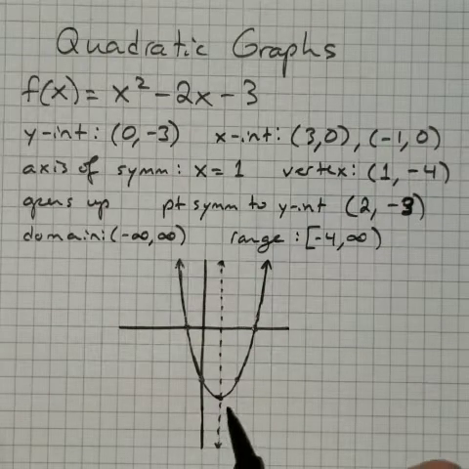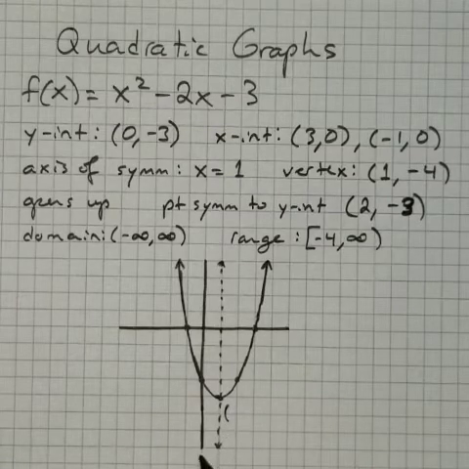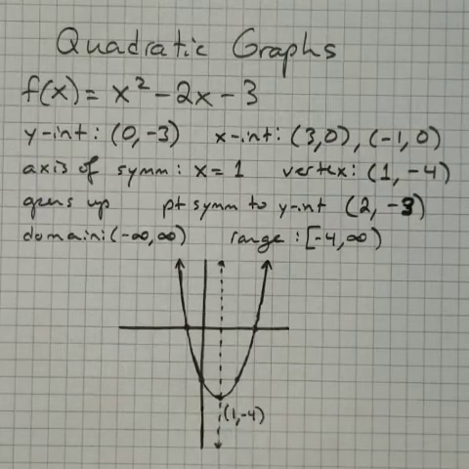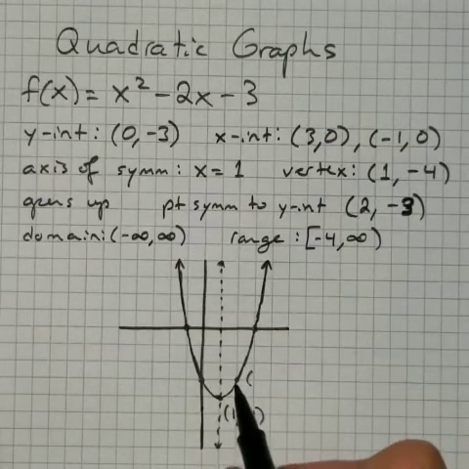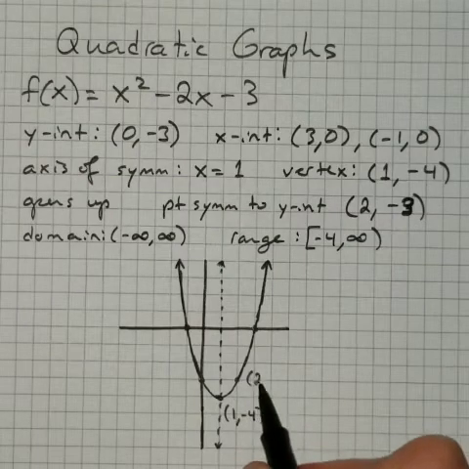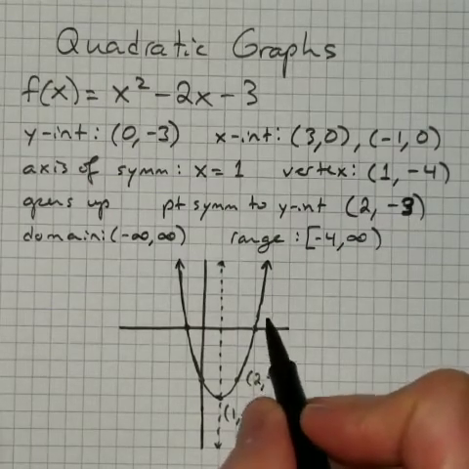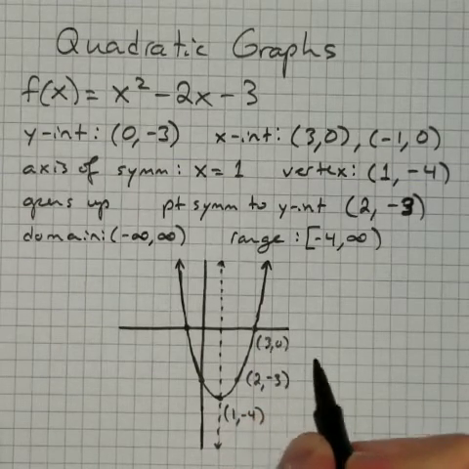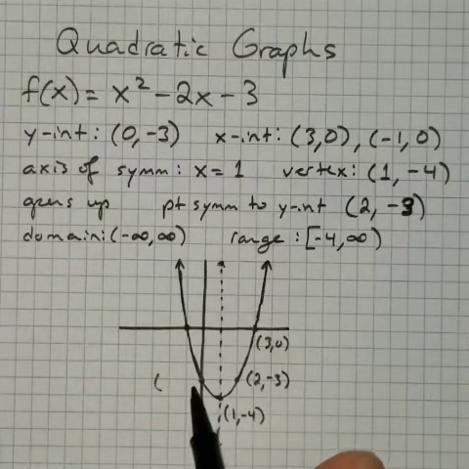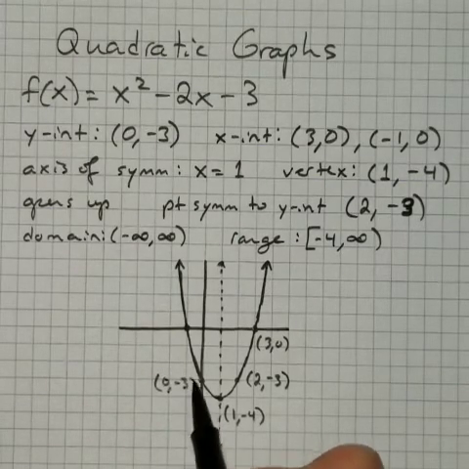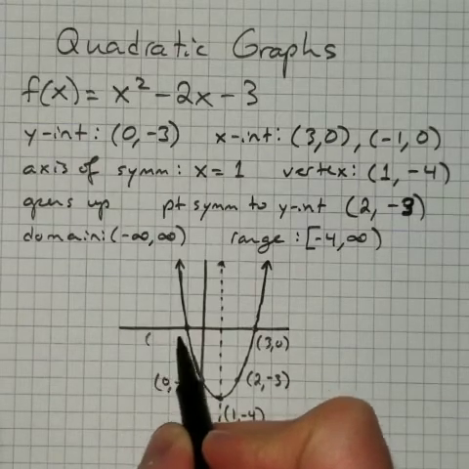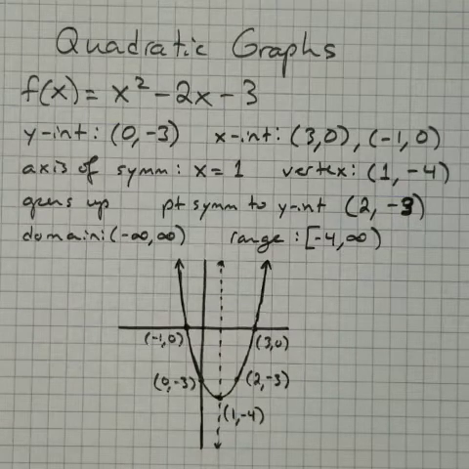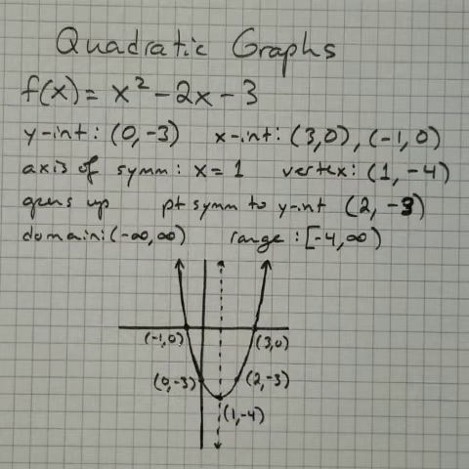One thing I would recommend is also putting the ordered pair on each of those points. So we know that this vertex is (1, -4). It is a minimum value because the graph opens up. The symmetric point was (2, -3), and the x-intercept here was over at (3, 0). On this side I have (0, -3), and here this would be (-1, 0), and that should give me all 5 of my points, and a pretty decent graph.